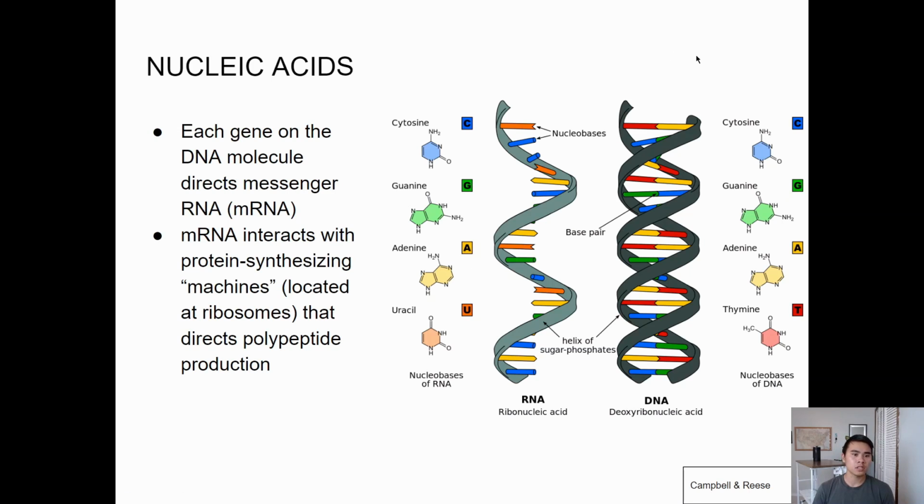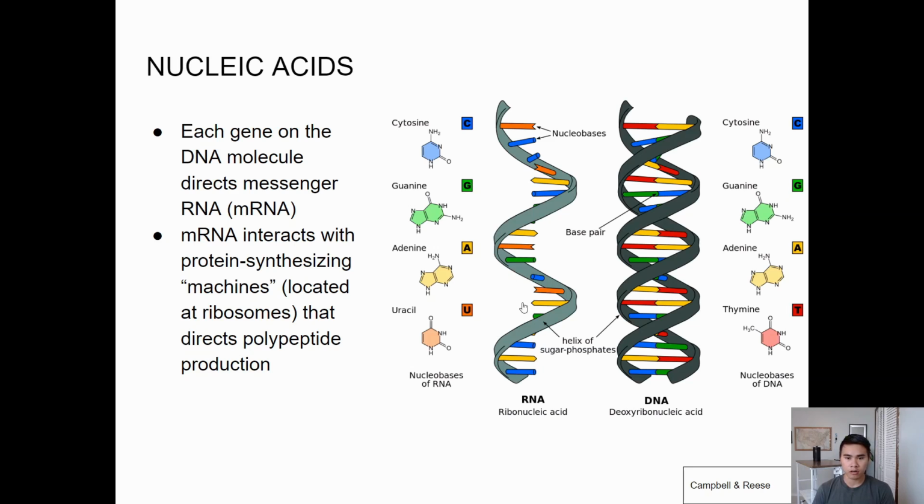Okay, so each gene on the DNA directs messenger RNA, which is mRNA. Sometimes just referred to as RNA, but it's a specific type of RNA. There's also transfer RNA, tRNA. But the gene on the DNA makes mRNA, messenger RNA. And the messenger RNA interacts with the protein synthesizing machines, which are located at the ribosomes, that direct polypeptide production, proteins.